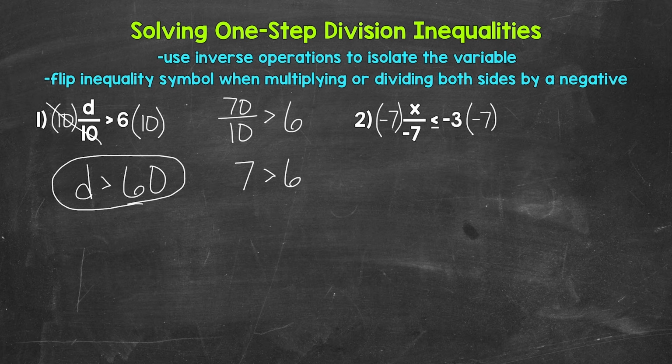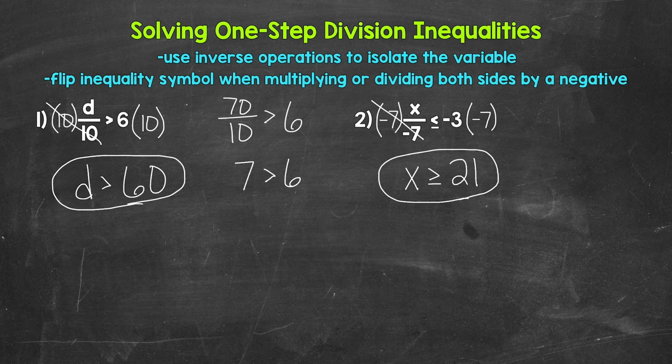And here we are multiplying both sides by negative 7. So as far as the left side, these negative 7's cancel each other out. X is now isolated. The inequality symbol has flipped, and then on the right side, negative 3 times negative 7 gives us positive 21. Remember, a negative times a negative equals a positive. So this is our answer. X is greater than or equal to 21. In other words, x can be anything greater than 21 or equal to 21.